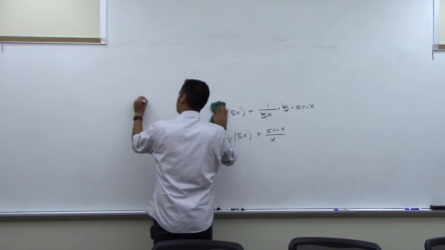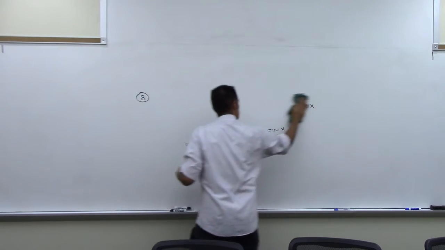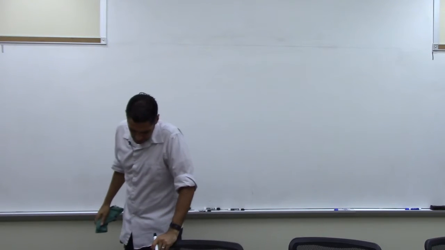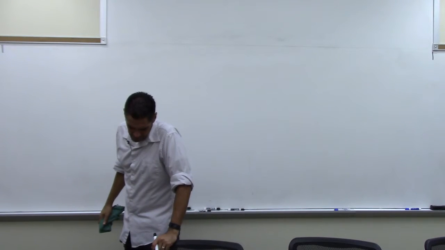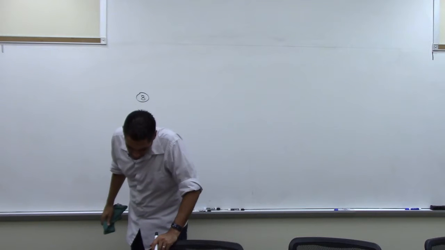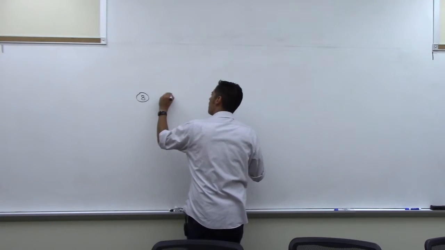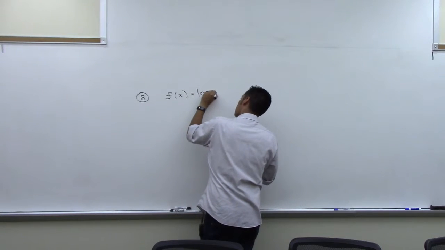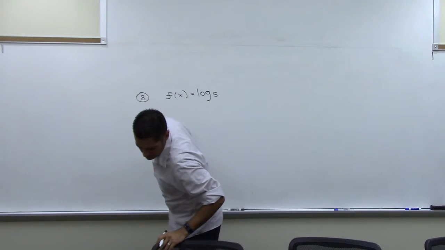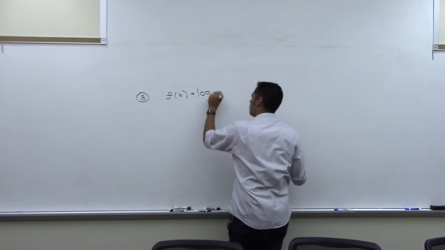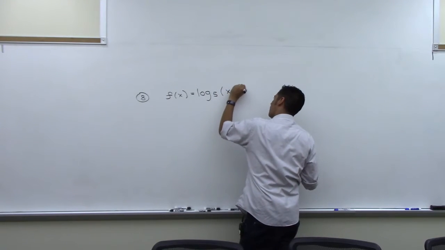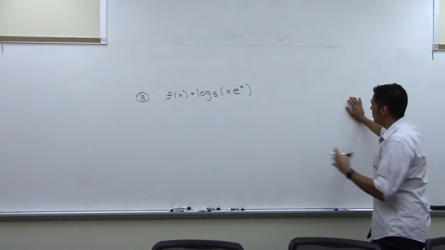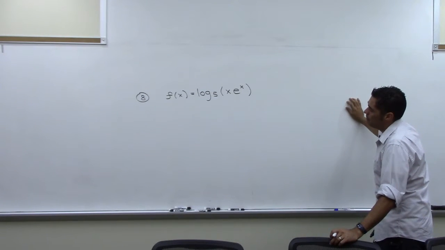8. I got to go all the way to 15. All right, f of x is log base 5 of x times e to the x. All right, now we're finally getting some exponential functions in here. All right, again, several different approaches to this.